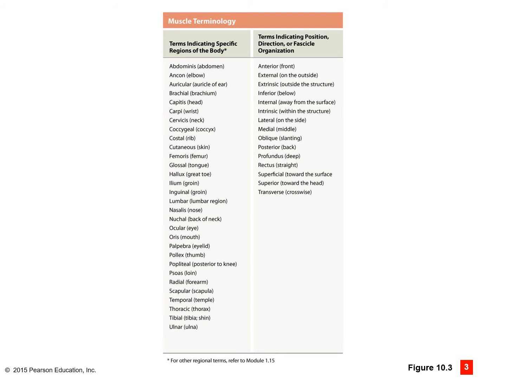So some examples here, terms indicating specific regions of the body. We have, of course, abdominis, brachial. Abdominis means abdomen, brachial, brachium. Capitis means head, carpi, wrist, so on and so forth. We have other terms indicating position, direction, or fascicle organization. So when looking at the anterior muscles, external, or on the outside, like external oblique, extrinsic, outside the structure. Inferior means below. So if we have different inferior muscles, we might have a superior as well. Oblique means slanting. Posterior means on the back.